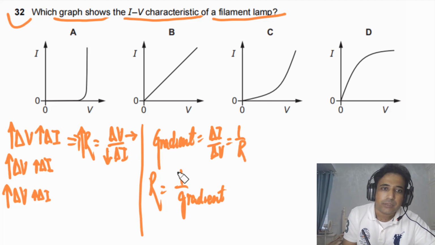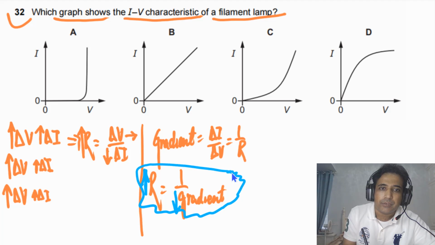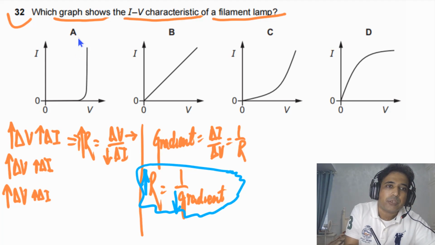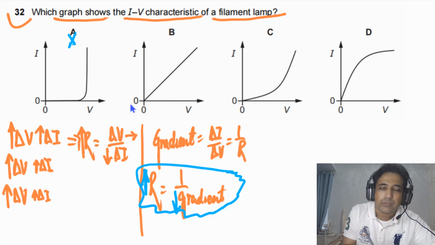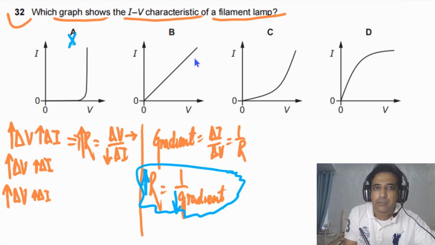So as the resistance of the filament lamp increases, the gradient has to decrease. So we have to find a graph where the gradient is decreasing. This one is not possible because it is for a diode, where the gradient is increasing. This gradient is constant, and this is for a metallic conductor, or we can say an ohmic conductor, or a fixed resistor.